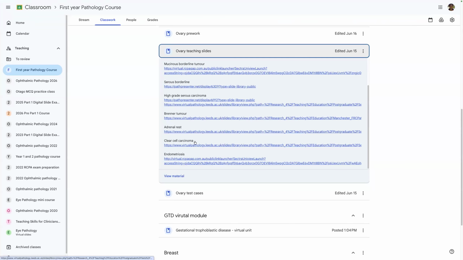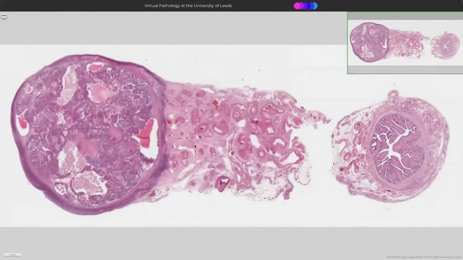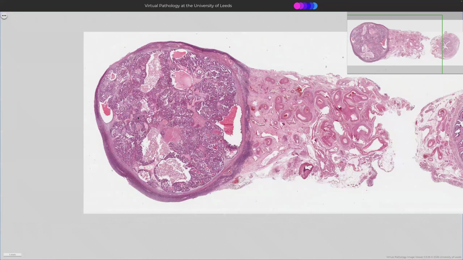All right, that was the adrenal rest. So the four types of carcinoma in the ovary are mucinous, serous, clear cell, and endometrioid. And we talked quite a lot about endometrioid the other day in the endometrium. It arises from endometriosis. But this is clear cell carcinoma. So we can see here, this is a small clear cell carcinoma confined to the ovary, stage one.